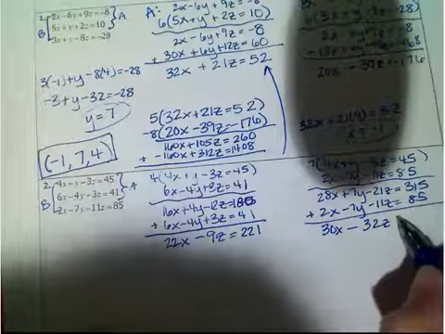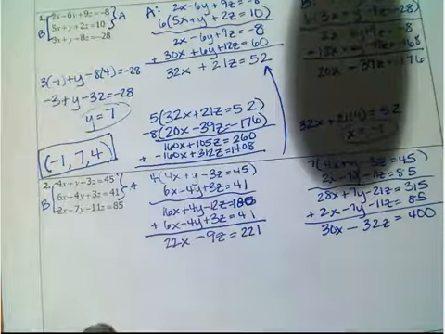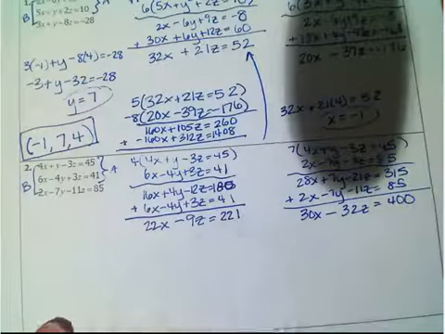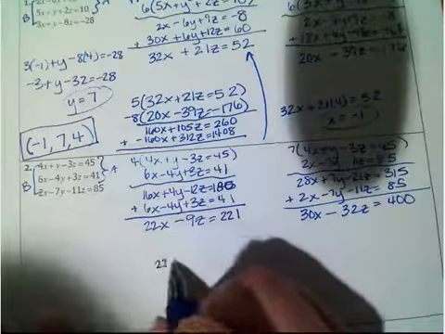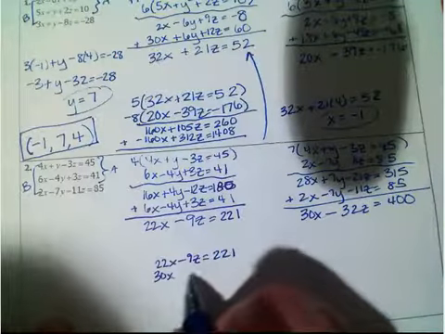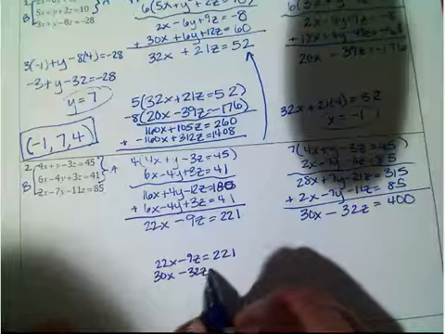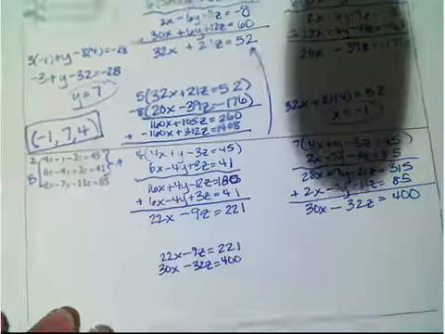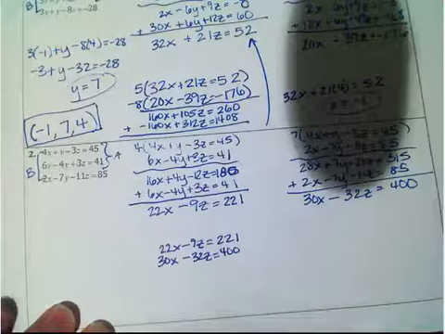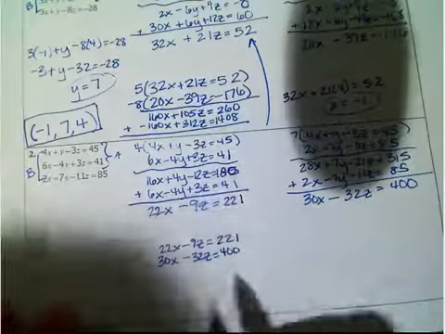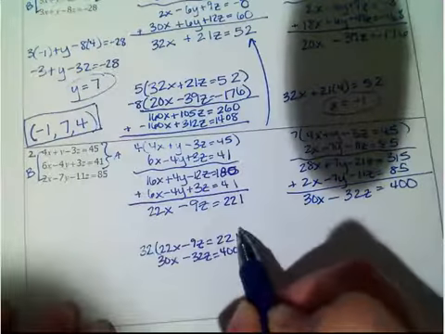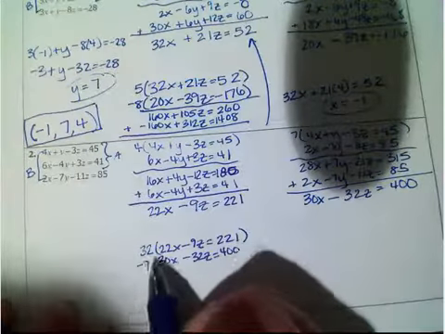30x minus 32z equals 400. So now this is the part where I take these two equations, put them together to make a system with two variables. So here I have to choose to eliminate x or z. Neither one is really pretty. I'm going to choose to eliminate z. I'm going to multiply the first equation by 32, the second equation by -9.